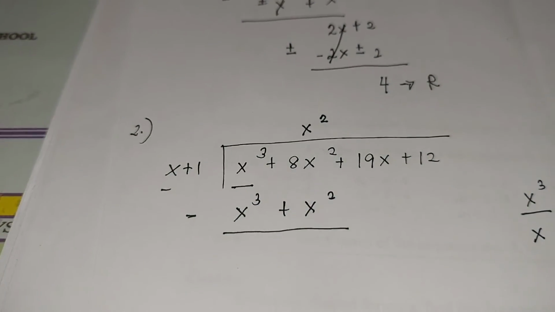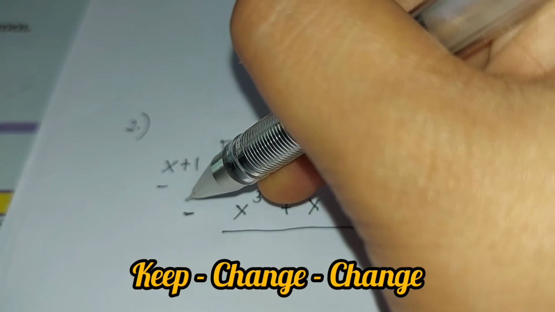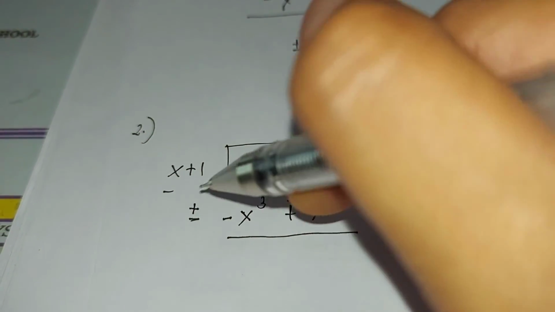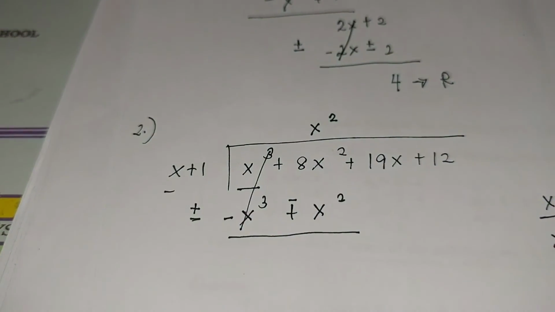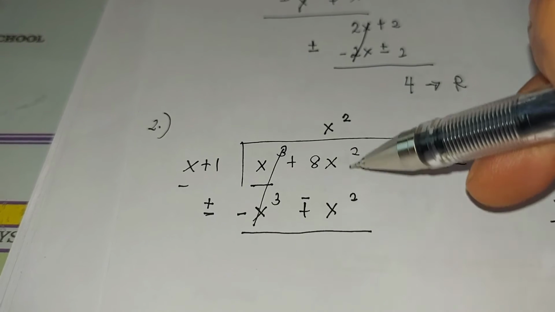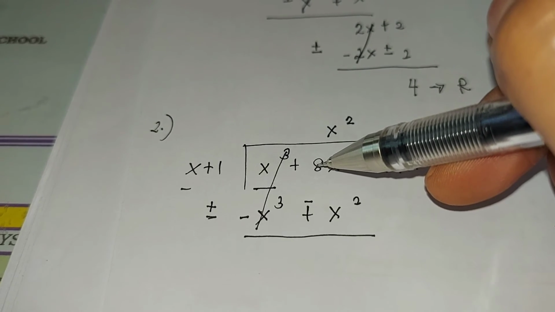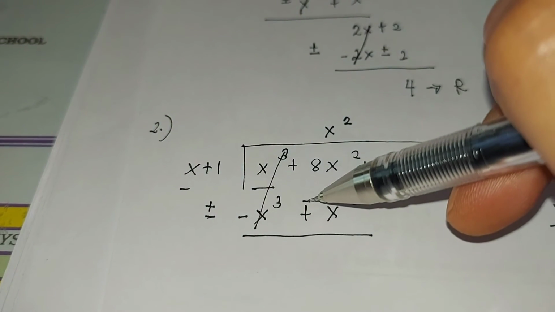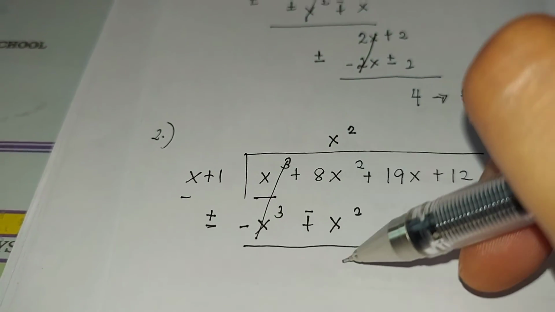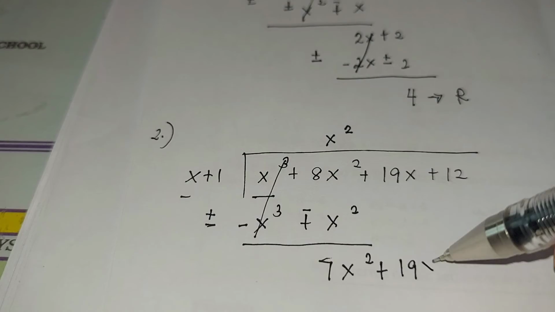Then subtract. Copy the same sign. Change. x cubed plus negative x cubed is 0, or it cancels out. 8x squared plus negative x squared, the same literal coefficient, so add their numerical coefficients. 8 plus negative 1, opposite signs, so you have to subtract. So the answer is 7x squared. Bring down plus 19x.